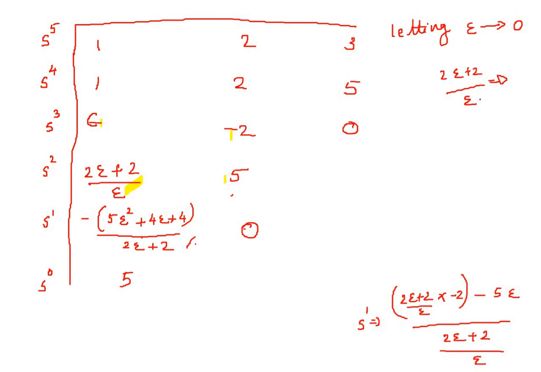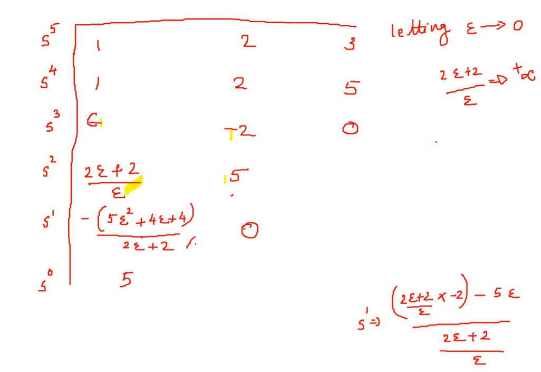This value will be 2 into 0 plus 2 by 0. So this will be plus infinity, because we are taking epsilon as a small positive value and applying the limit, letting it go to 0. So this will be plus infinity.